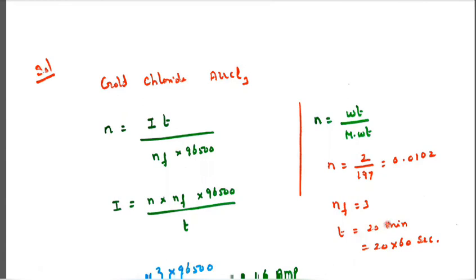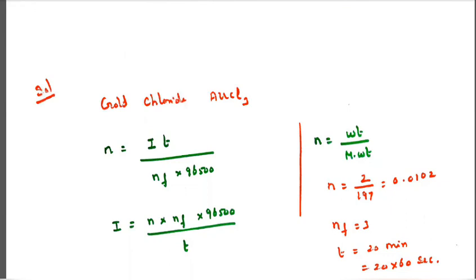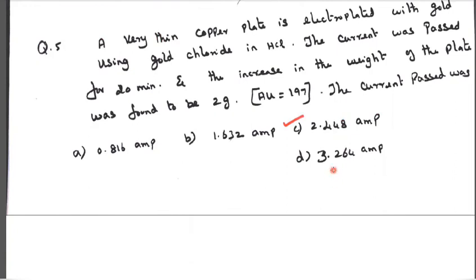Time, 20 minutes they have given in the question. Make it into seconds, 20 into 60. So I is equal to the number of moles, 0.0102, into the valency of gold, 3, into 96,500 coulombs, divided by time, 20 into 60. So we got 2.46 ampere. So our answer is approximately 2.448 ampere, which is the correct answer. Thank you, students. Thanks for watching.